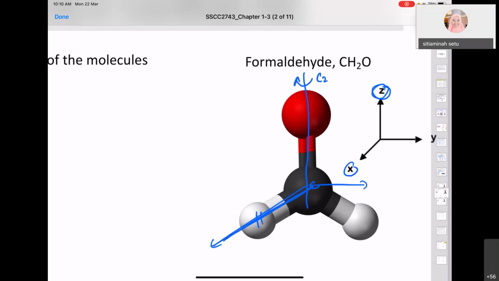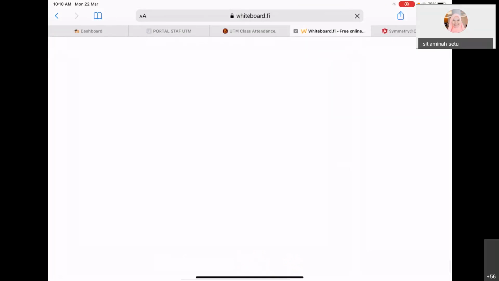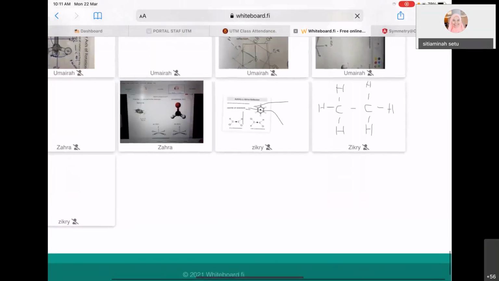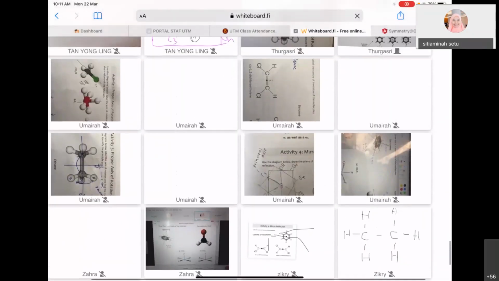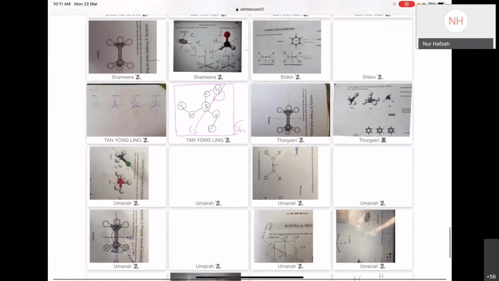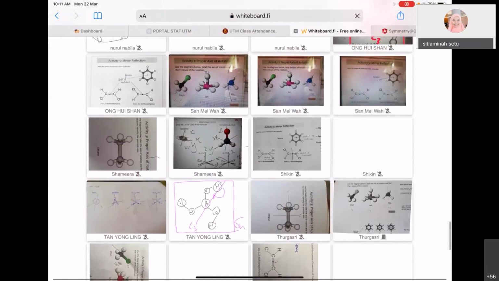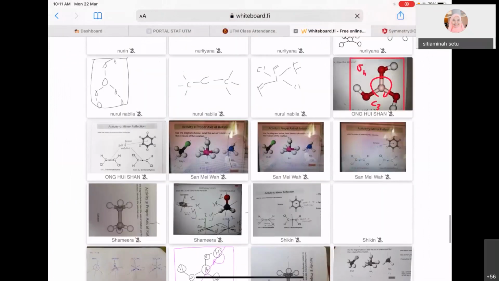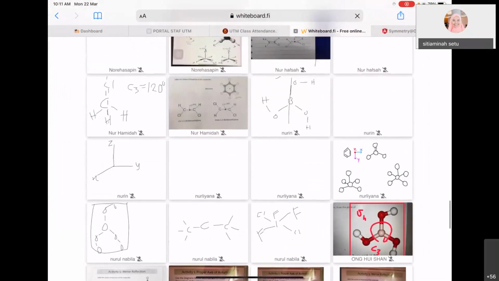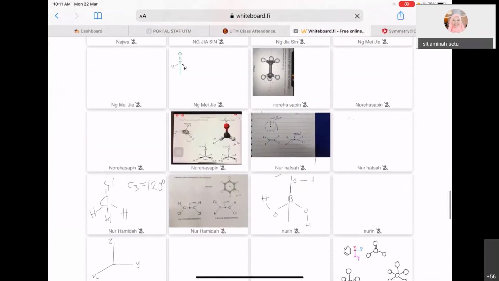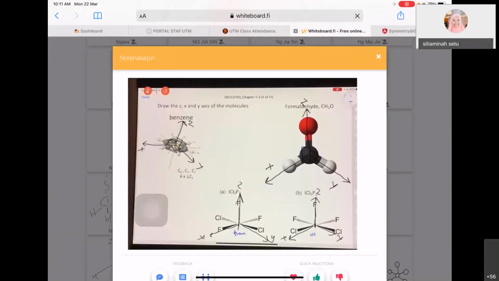Any comment? Any comment? Tak ada. Betul tak? Tak ada. Setuju? Setuju. Okay. Yang lain, apa ni?